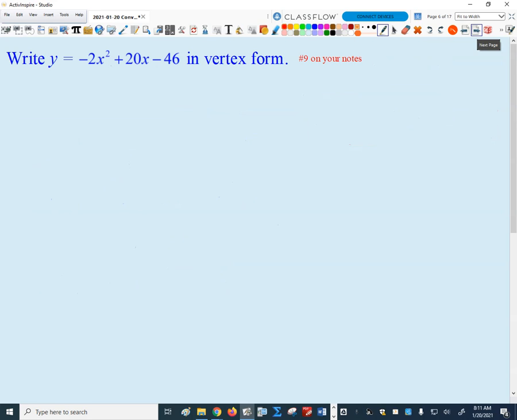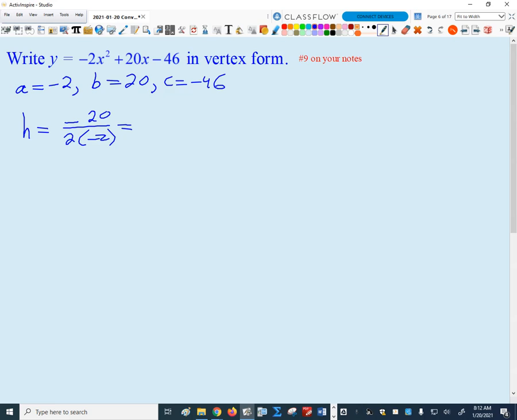So here we'll just identify what are our values of a, b, and c. This is in standard form, isn't it? a is -2, b is 20, and c is -46. So h is equal to -b, so -20, over 2 times -2. So -20 over -4 is +5.